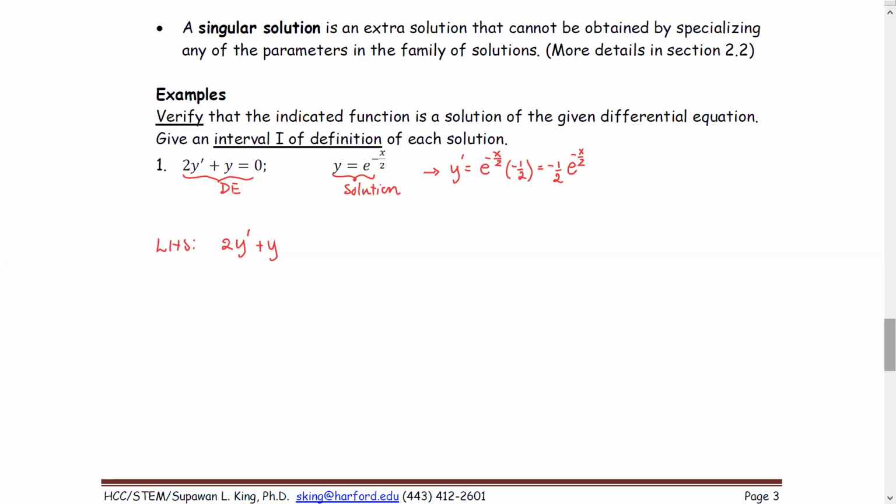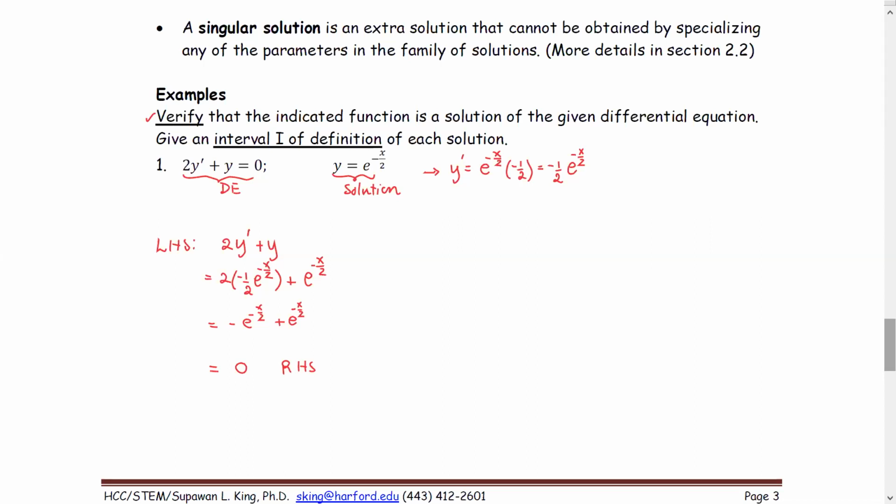And bring y and y prime into the left-hand side terms. We have 2 times negative 1 over 2 e to the negative x over 2 plus y, which is e to the negative x over 2. Simplifying, we have negative e to the negative x over 2 plus e to the negative x over 2. Both of them cancel to be 0, which is the same as the right-hand side. So we are done verifying.